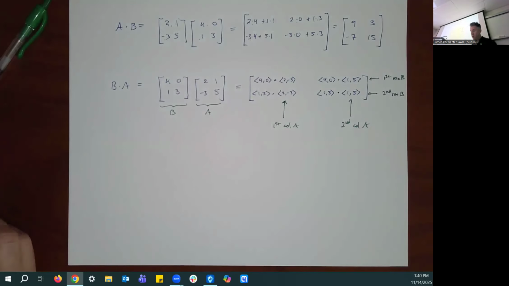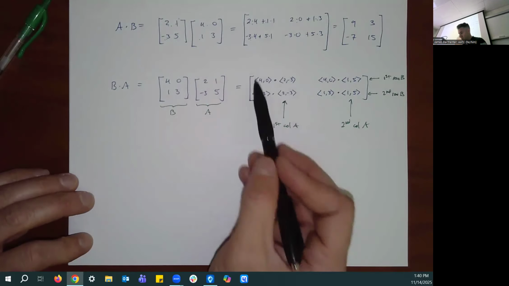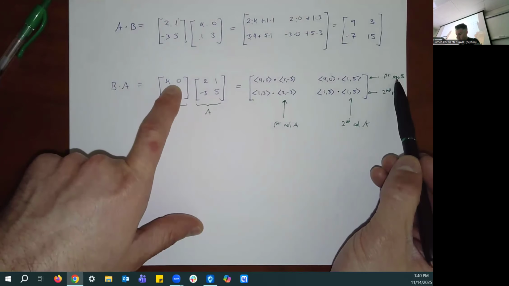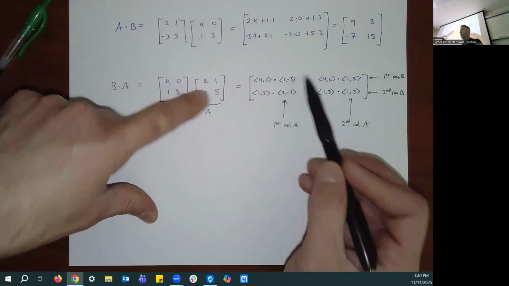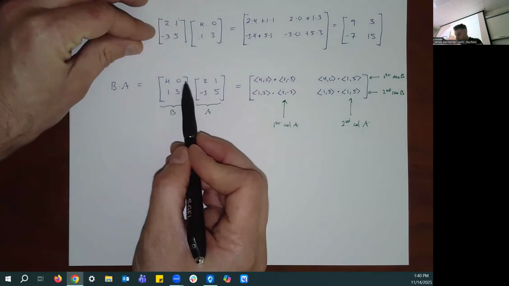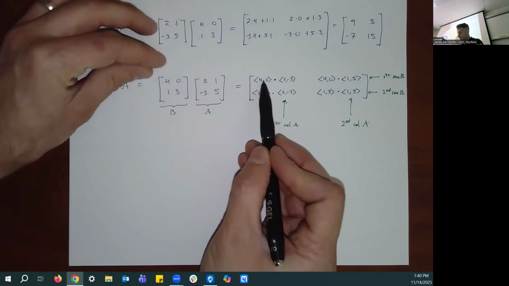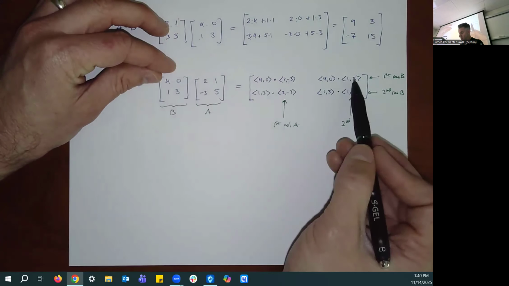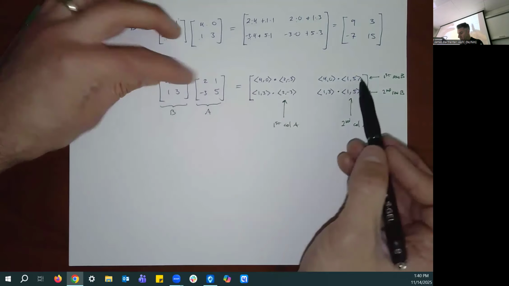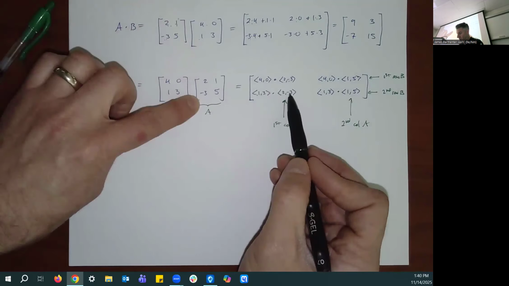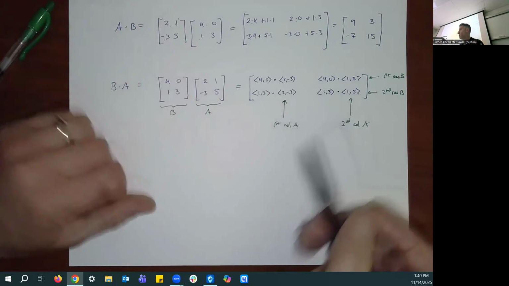So check it out. Just to re-emphasize what I was saying before, in this first entry here, it's the first column of your first matrix dotted with the first row of your second. So whoa, let me back that up. I said it completely wrong. It is the first row of your first matrix dotted with the first column of your second matrix. Over here, first row of your first matrix dotted with the second column of your second matrix. Second row, first column, second row, second column.